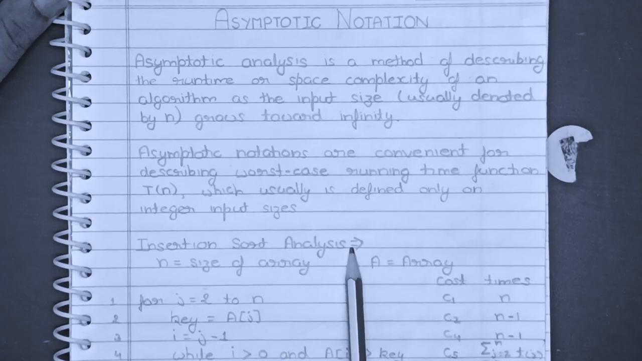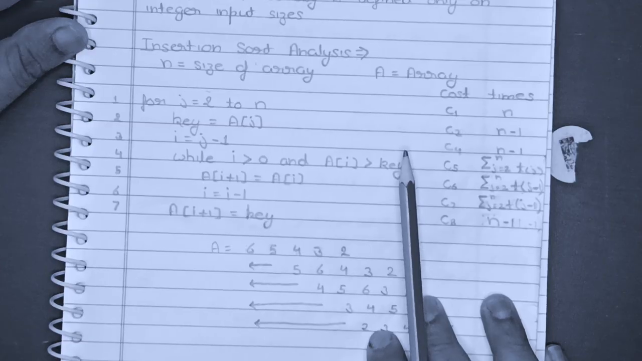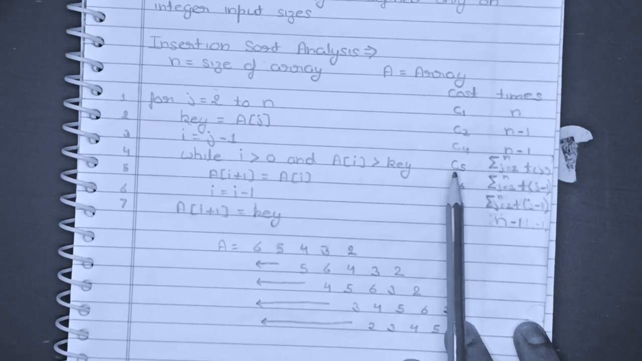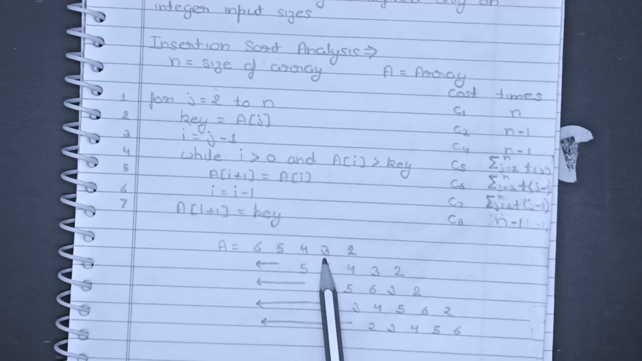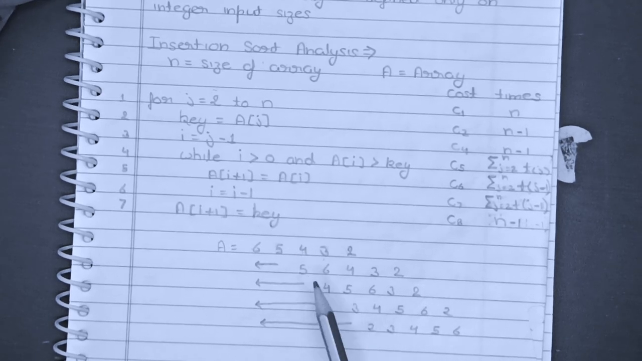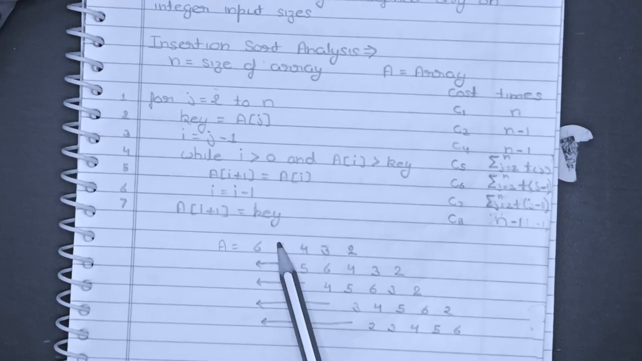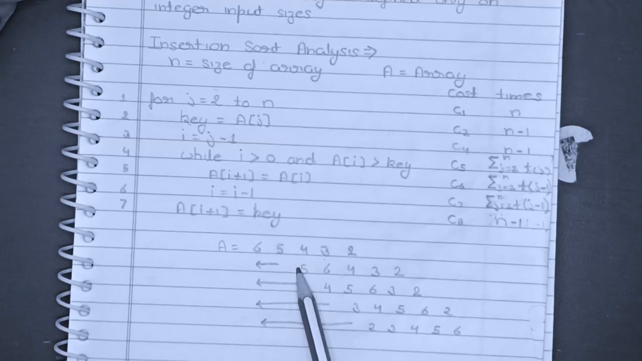Before going into the analysis of insertion sort, let me first explain how the insertion sort algorithm works. Let's say we have an array of 5 digits in descending order. To sort this array using insertion sort, the steps will be like this. First we will compare the second element with the first element. If the first element is larger than the second element, we swap them. So the array after the first iteration will become like this.